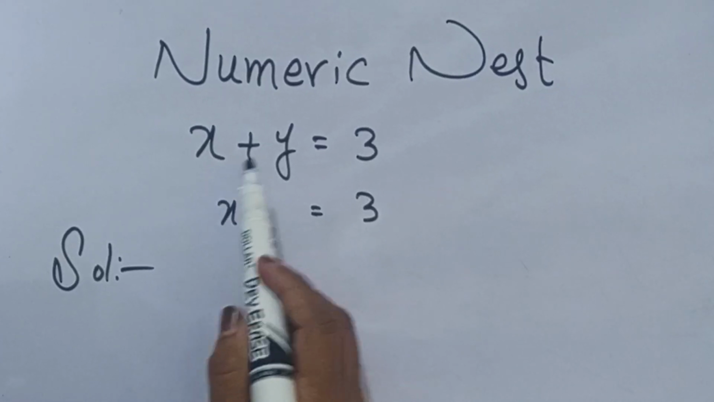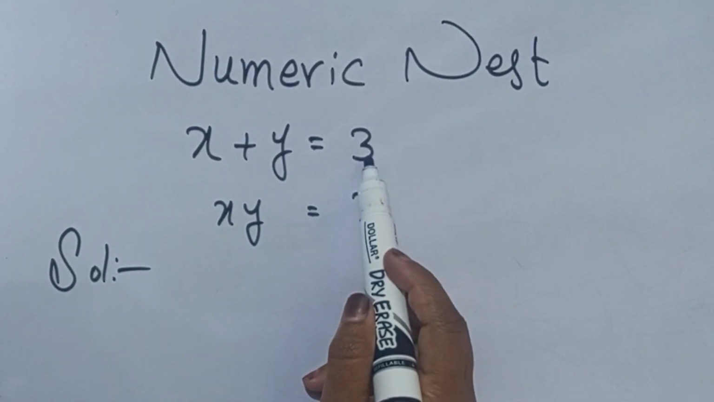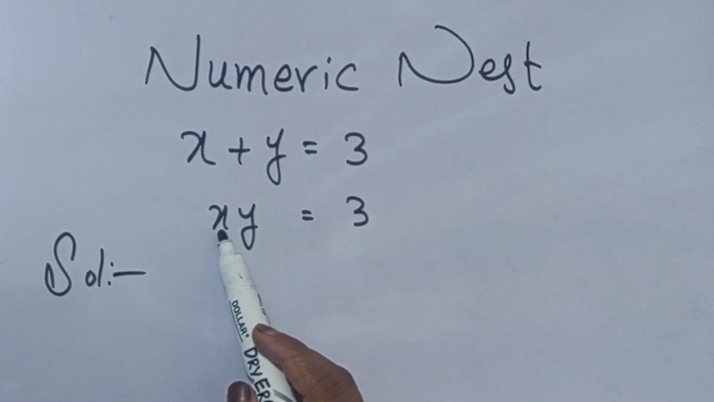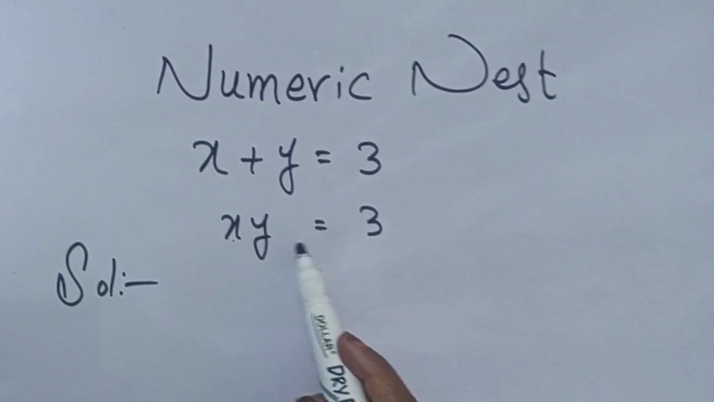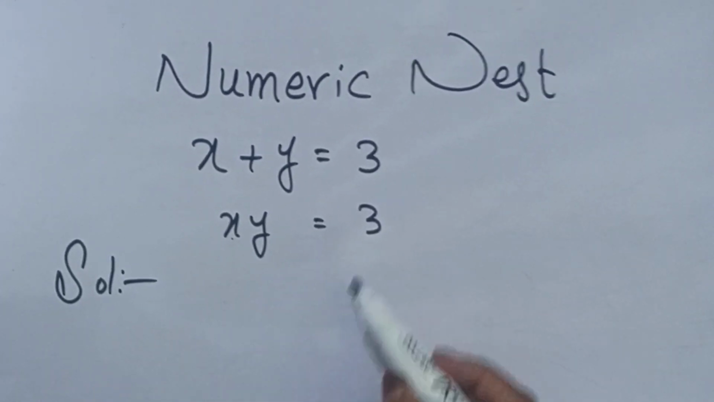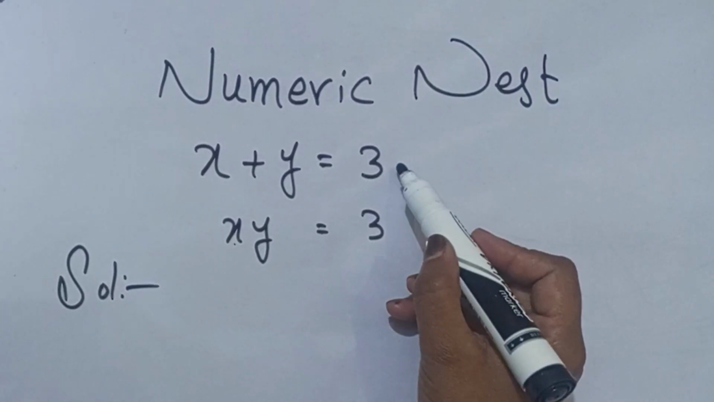In this video we are going to solve this question. We have x plus y equal to 3, and the second equation is the product of x and y, which is equal to 3. In this question we find the value of x and y. So let's start.